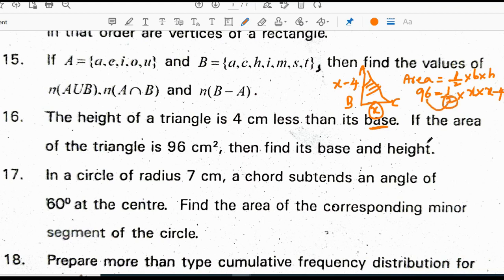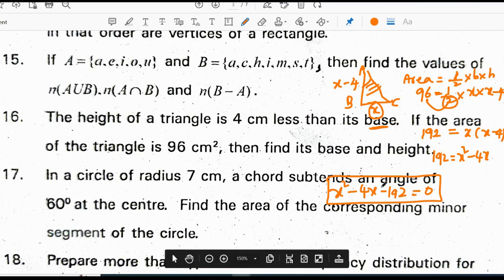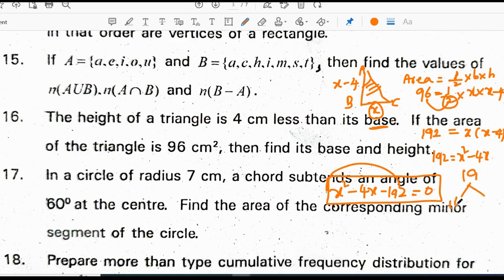When division goes to the other side, it will become multiplication. 96 into 2 is 192, which is equal to x into x minus 4. So 192 is equal to x square minus 4x, a quadratic equation. We need to find the roots using the factorization method. So you need to split the middle term. The factors of 192 are 16 and 12. So 16 minus 12 is 4, and 16 into 12 is 192.